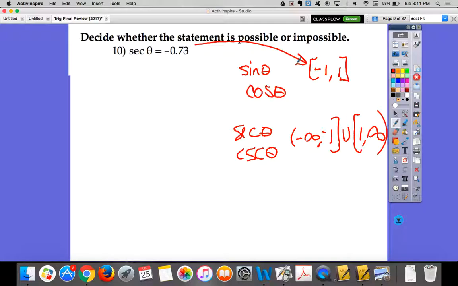So this is too small of a value. It just doesn't work because it's not small enough. It's got to be less than -1 or greater than +1. So this is impossible. Okay, you just can't work it.